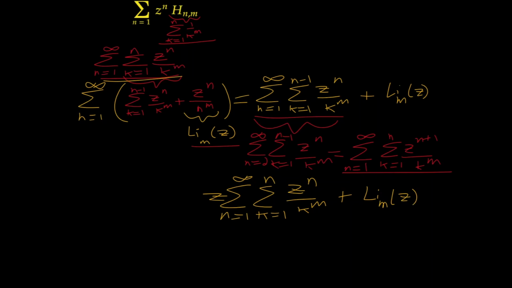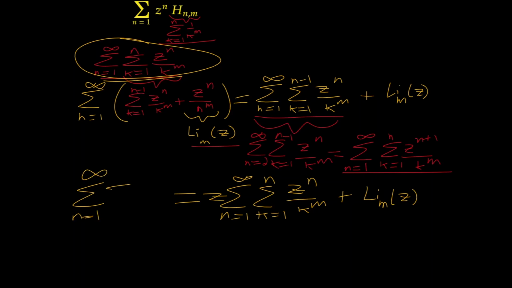And we know that originally this was equal to this right here, this bit right here. So bringing that down, we see that we have the sum from n equals 1 to infinity of the sum from k equals 1 to n of z to the n over k to the m. And you'll see that these terms right here are the exact same. This term here is equal to this term here, only that we have an extra z out front. So what we can do is actually just solve for it, right?